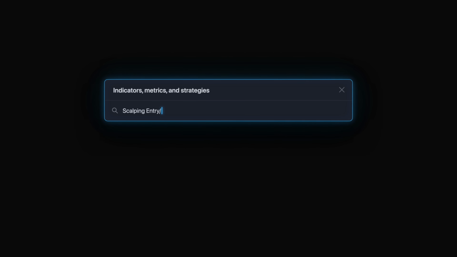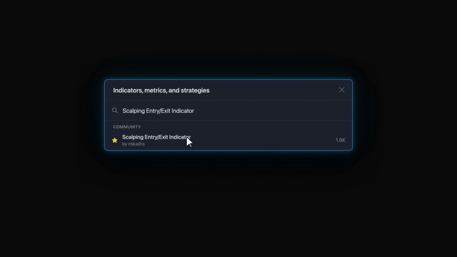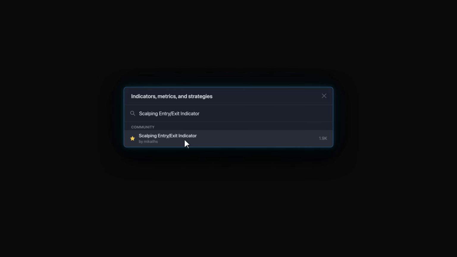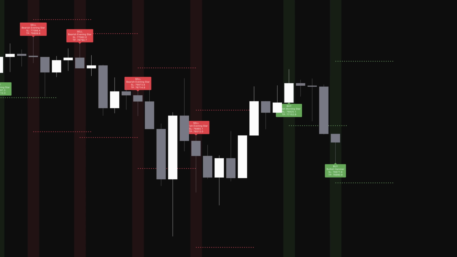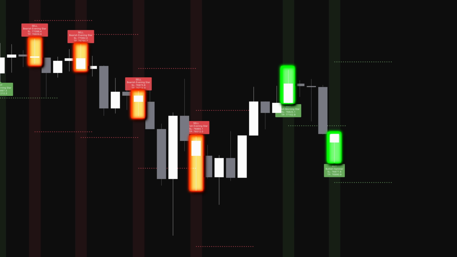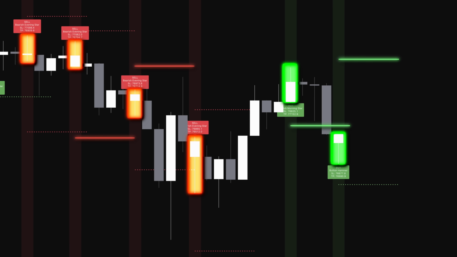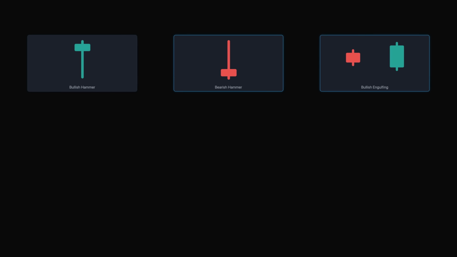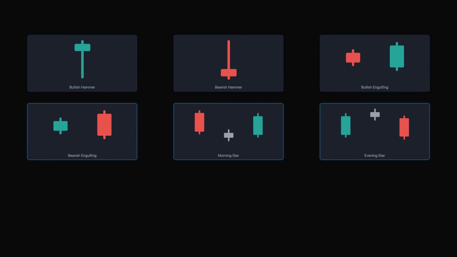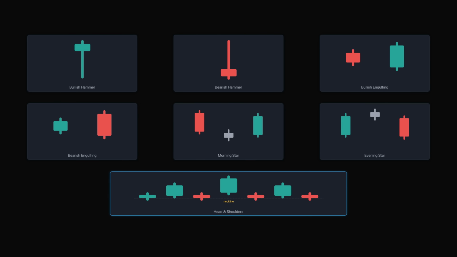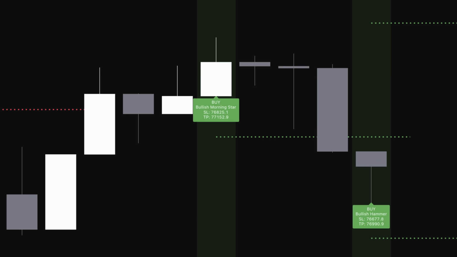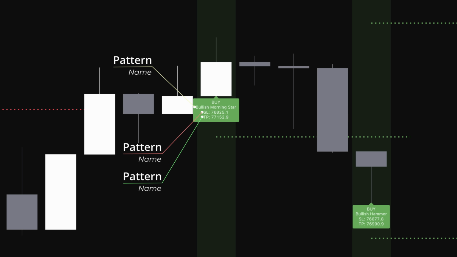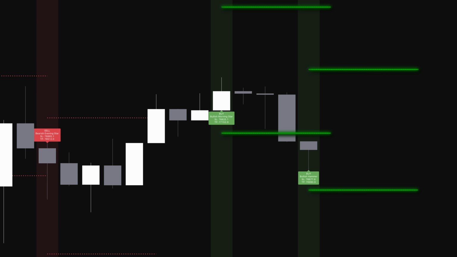Scalping Entry-Exit Indicator by Dijet, created by Mikils, takes a different approach from everything else on this list. It focuses entirely on price action, specifically on candlestick patterns as entry triggers, with ATR-based stop-loss and take-profit levels calculated and drawn directly on the chart at the moment the signal fires. The pattern set covers bullish and bearish hammers, engulfing candles, morning and evening stars, and a simplified head and shoulders detection. When any of these trigger, a label appears, showing the pattern name, the stop-loss price, and the take-profit price based on your chosen risk-reward ratio. The lines are drawn automatically.